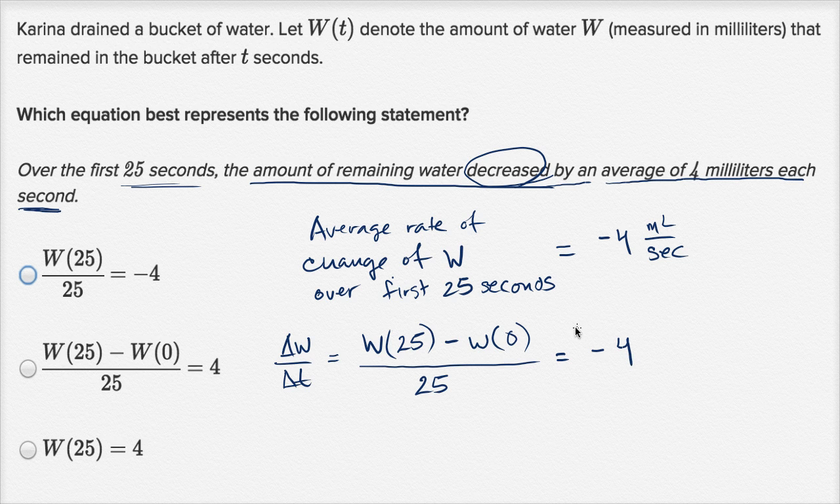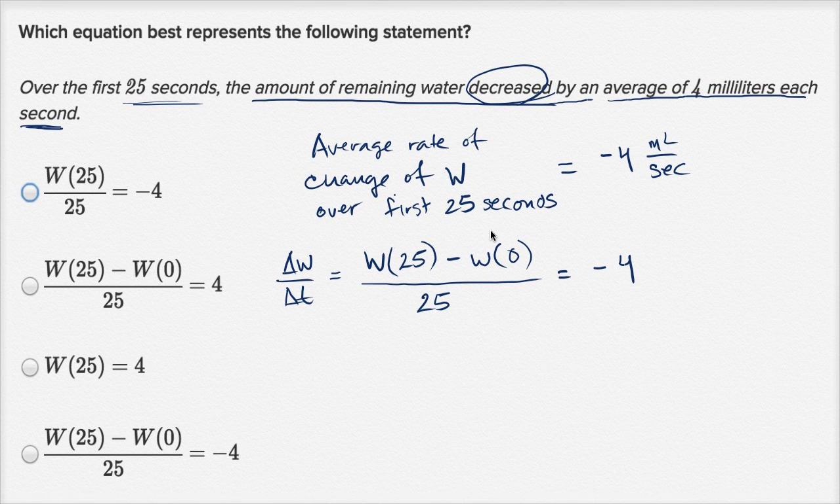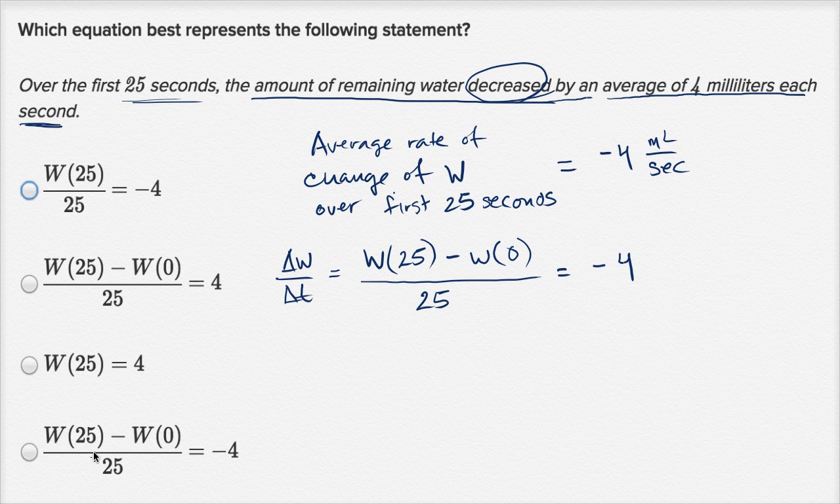But anyway, which of these choices have that? And I have one more choice down here. Well, this one over here looks exactly like what I just wrote. Now, a tempting one might be this one up here. The only difference is that we have a positive 4 over here. But keep in mind what this would imply. If W of 25 minus W of 0 is to be positive, because we're dividing by a positive 25, then the numerator would have to be positive.